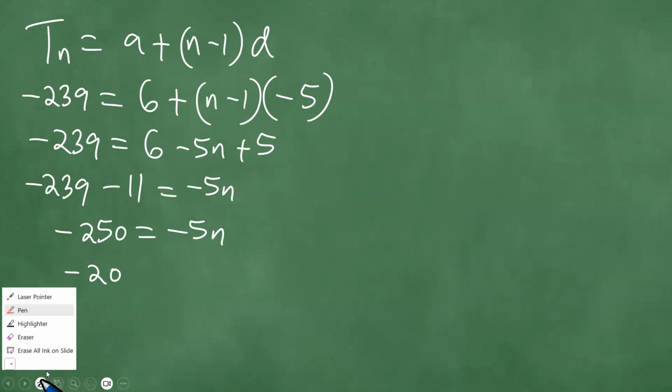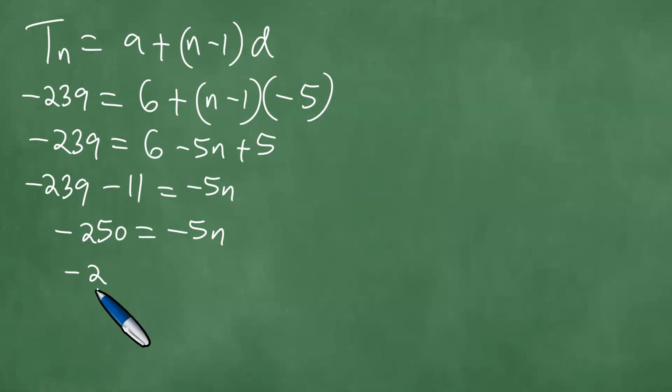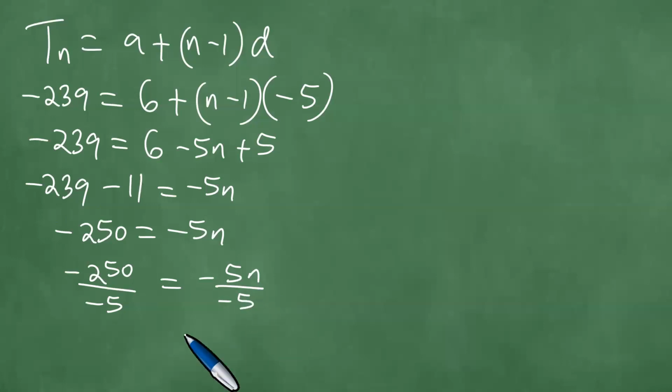We want to solve for n. So how do we solve for n? We divide by minus 5 on the left and the right. It's 50. So what do we get? 50. Well done. So n equals 50.